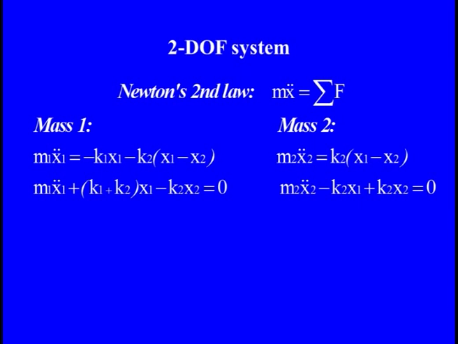Similarly, we can apply the same concept to mass M2, where the force balance is with M2 x2 double dot, the inertia force, and a restoring force coming between M1 and M2 because the spring is connected to both sides. So we have K2 into x1 minus x2. The equation is pretty simple: M2 x2 double dot minus K2 x1 plus K2 x2 equals 0.